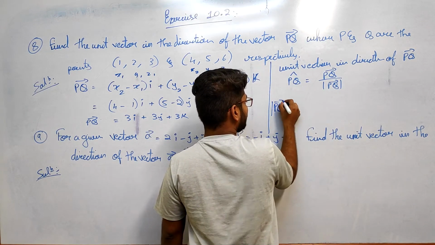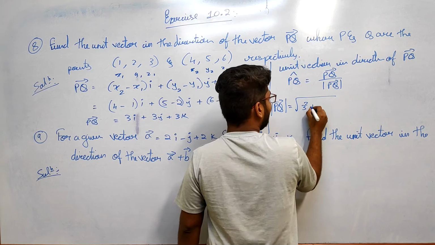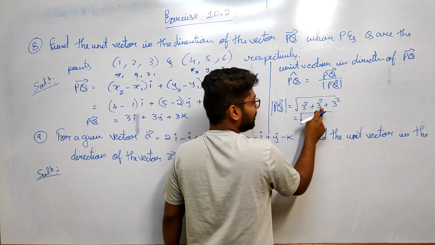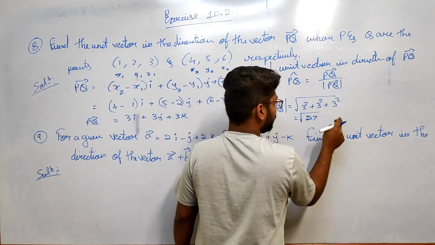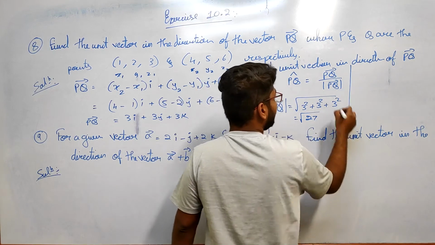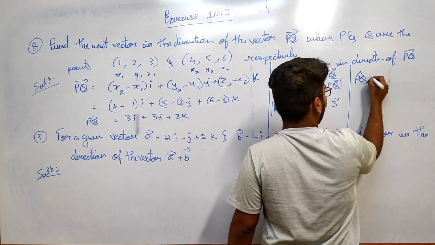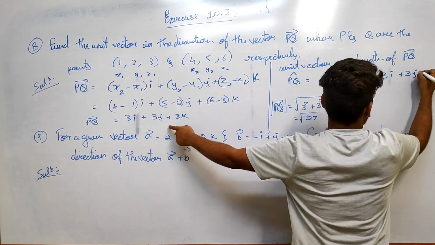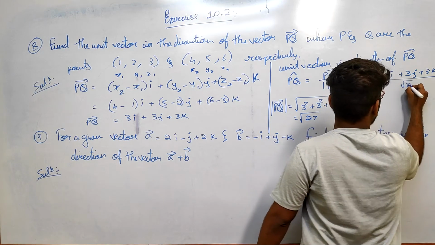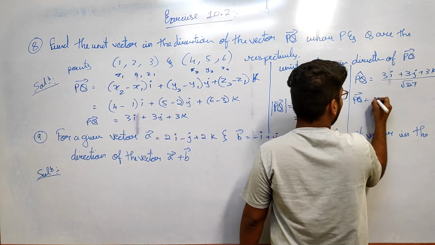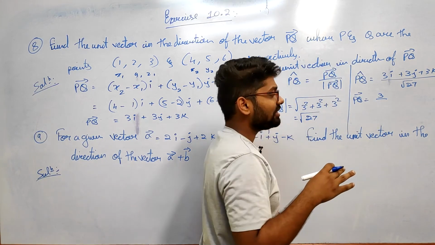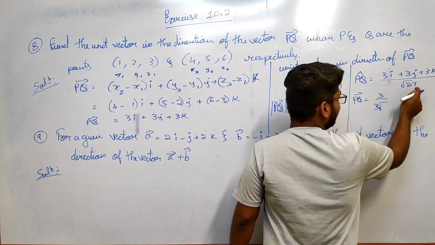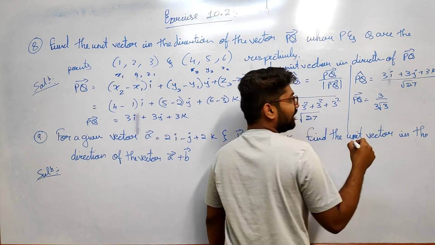Modulus of pq bar is equal to root of 3 square plus 3 square plus 3 square, which is nothing but root of 9 plus 9 plus 9, that is 27. So root 27 is your modulus. So therefore what is the value of pq cap? We need to find it, it is the unit vector. So this is 3i plus 3j plus 3k divided by root of 27. Root 27 can be written as 3 root 3, since 9 3s are 27.